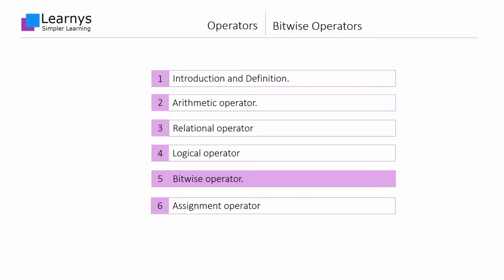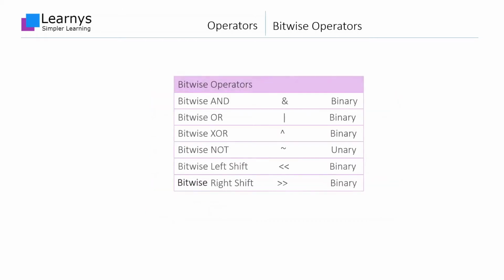The next category of operator is bitwise operators. As the name suggests, all the bitwise operators operate at the bit level. There are 6 of them: bitwise AND, bitwise OR, bitwise exclusive OR, also known as bitwise XOR, bitwise NOT, bitwise left shift and bitwise right shift operators. All of them operate on integers by interpreting them as patterns of bits and generate a new pattern of bits based upon the input bit patterns and the operator.